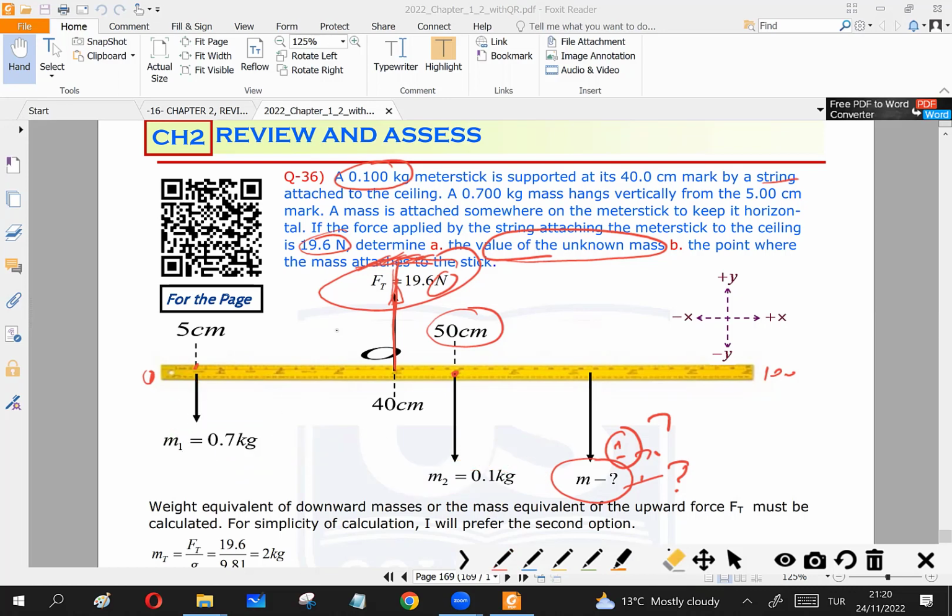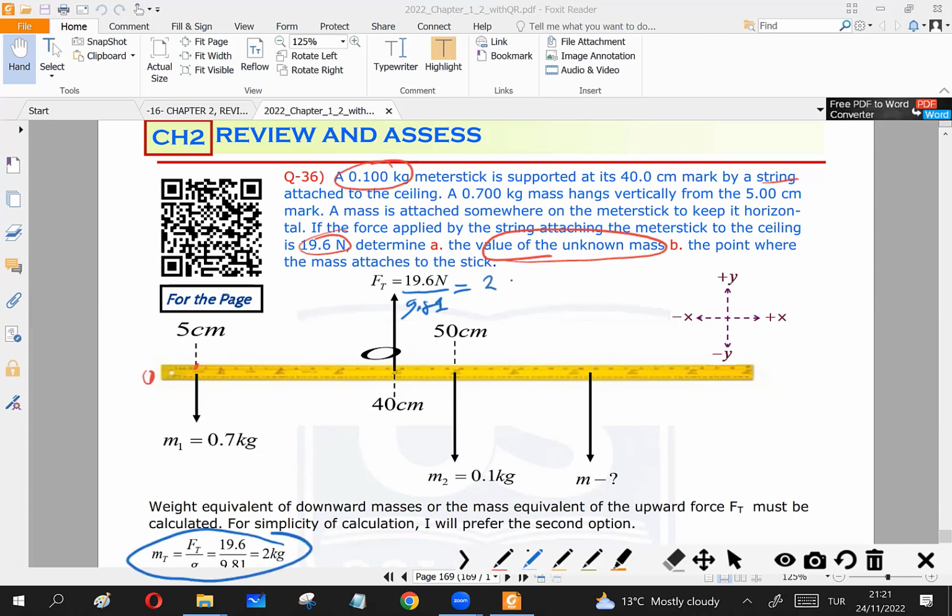I say that instead of changing the two masses to force, and again back to mass, let's change the force to mass, yani tension. Let me change this tension to mass. How? You know, F is equal to M times g. So if I divide this force by 9.81, I can calculate the equivalent mass of this force. When I do it here, it's 2 kilogram. Yani this is a force which is equal to the weight of a 2 kilogram object.